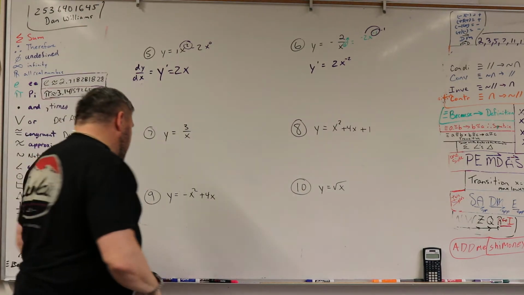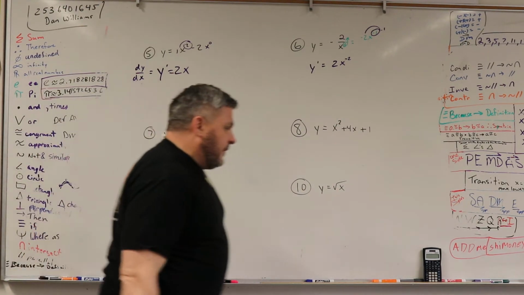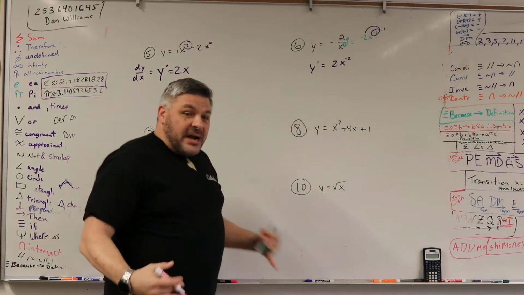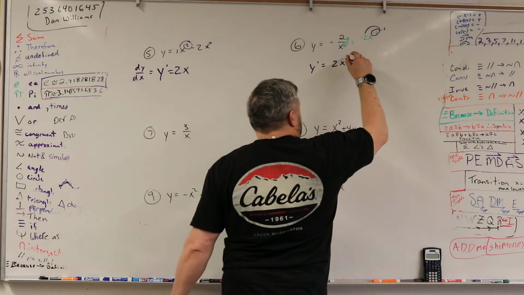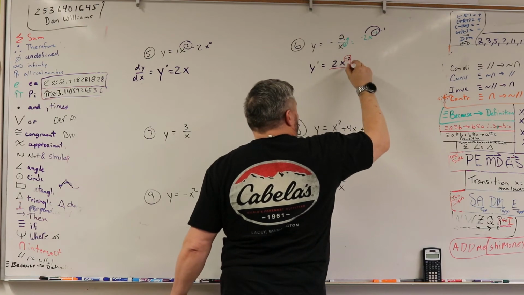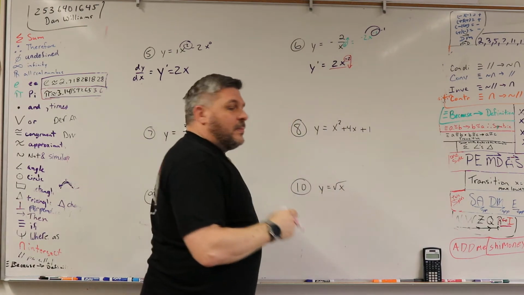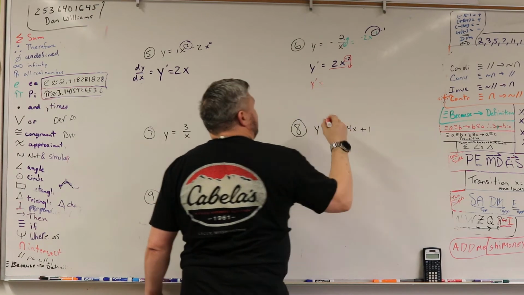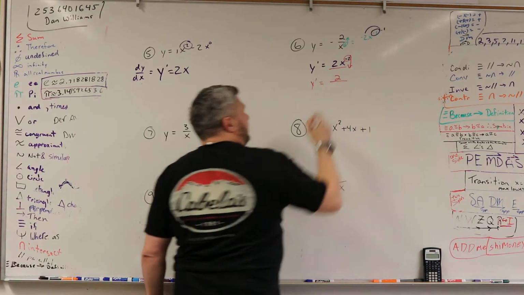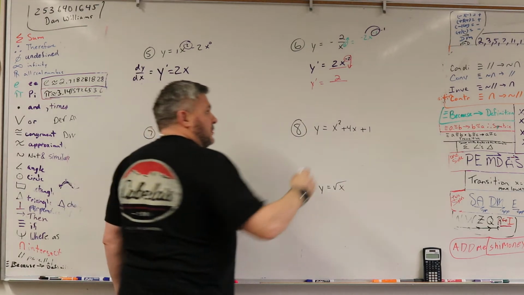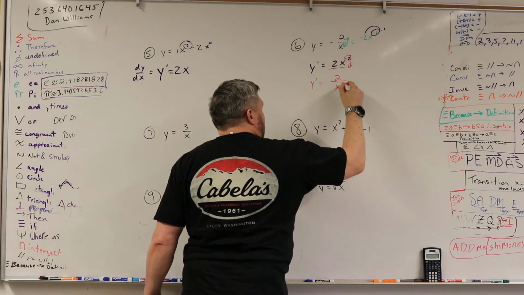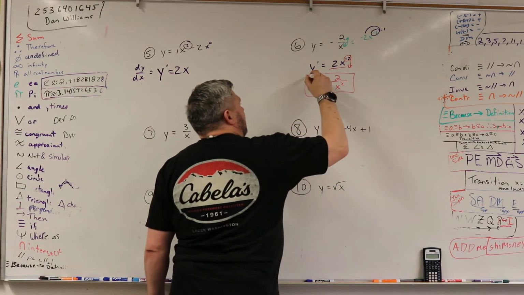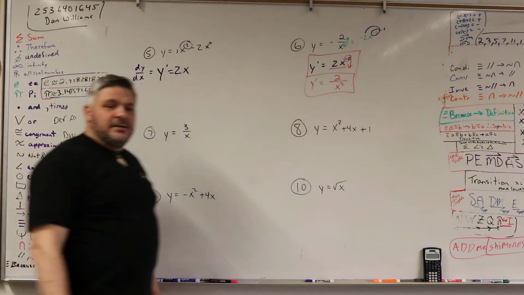But now, in order to write this correctly, I'm going to take this negative 2 and bring it down, right? So y prime is going to be equal to 2 over x squared. Good. Now this is simplified, and this is unsimplified.